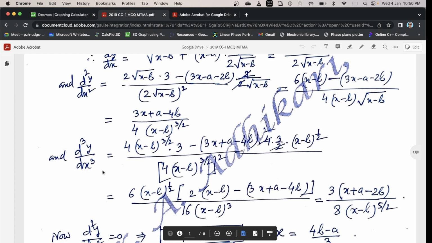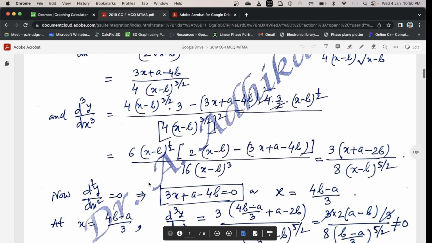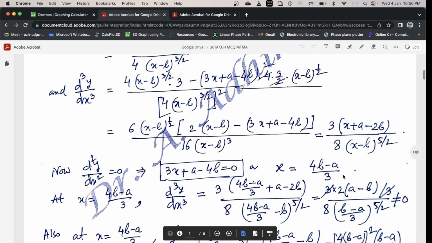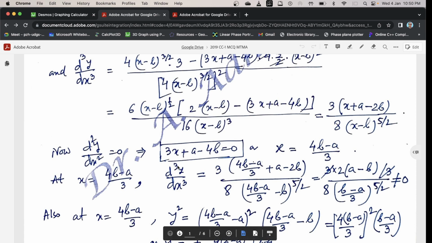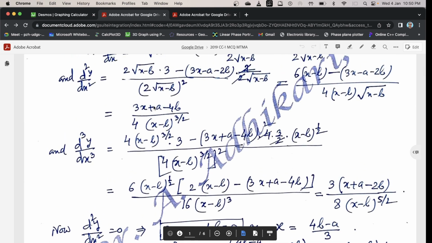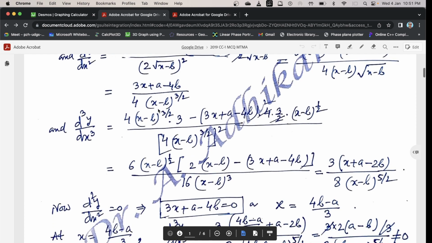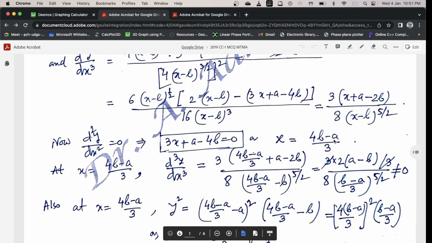And d cube y by dx cube equal to (3x plus a minus 2b) whole divided by 8 into (x minus b) whole to the power 5 by 2. Now, for the point of inflection, d2y/dx square equal to 0, which gives 3x plus a minus 4b equal to 0, because d2y/dx square is this, so d2y/dx square equal to 0 gives the numerator obviously equal to 0. So x equal to (4b minus a) by 3.